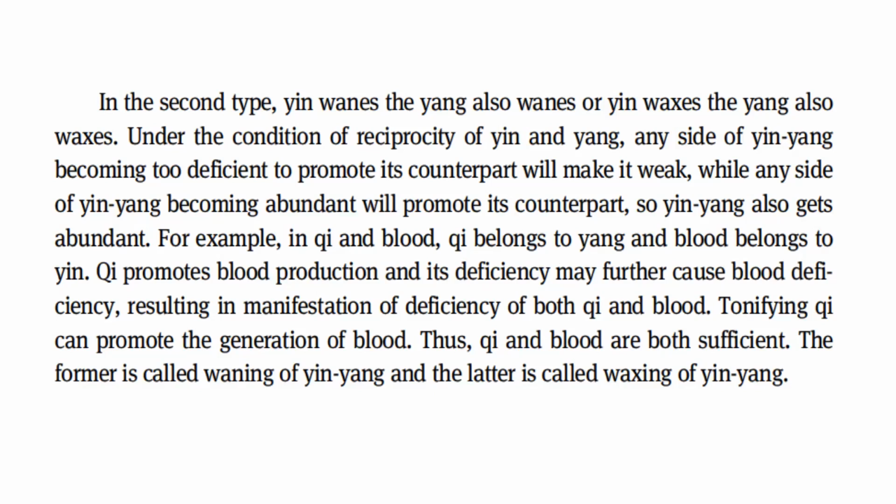For example, in qi and blood, qi belongs to yang and blood belongs to yin. Qi promotes blood production and its deficiency may further cause blood deficiency, resulting in manifestation of deficiency of both qi and blood. Tonifying qi can promote the generation of blood. Thus, qi and blood are both sufficient. The former is called waning of yin and yang, and the latter is called waxing of yin and yang.